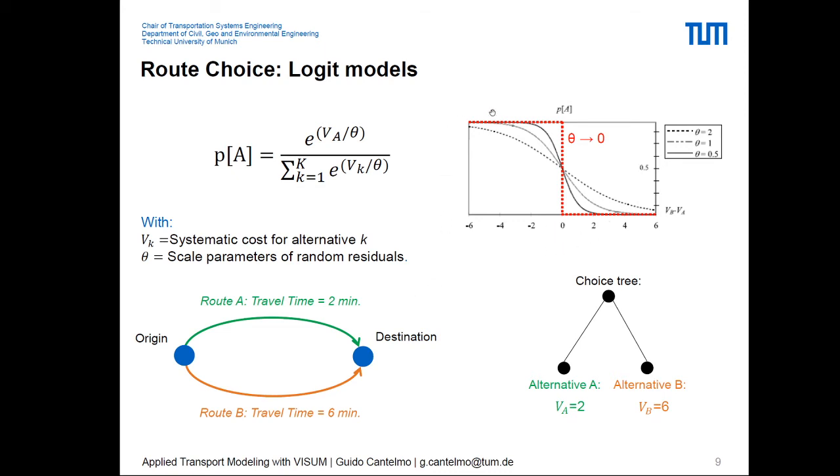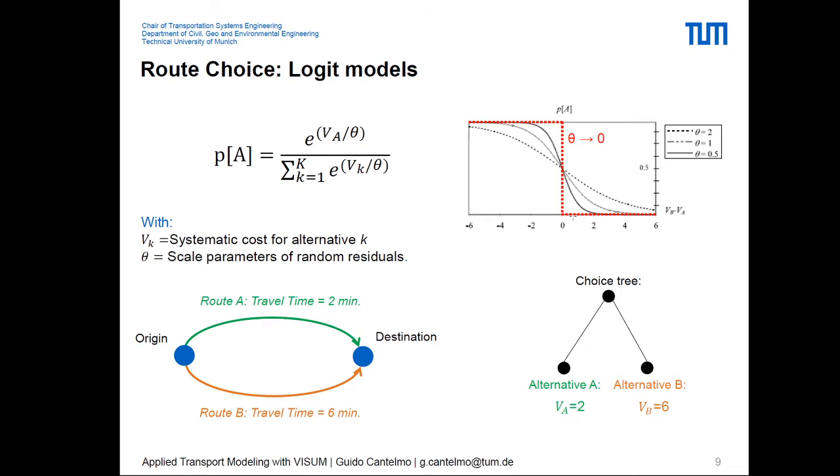So on this side of the graph, you can see what happens when the utility of traveling by A is higher, which means when the cost of A is smaller than the cost of B, we choose option A. And on this side, we can see what happens when alternative B is more convenient, which basically means in this specific case, people are going to use alternative B.